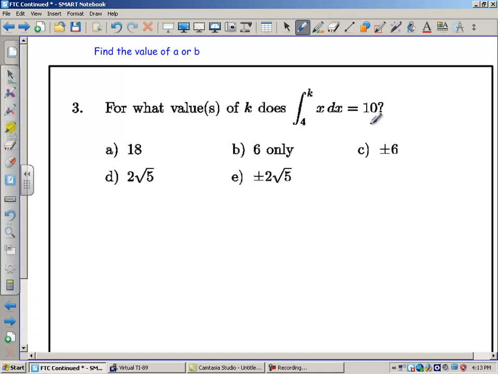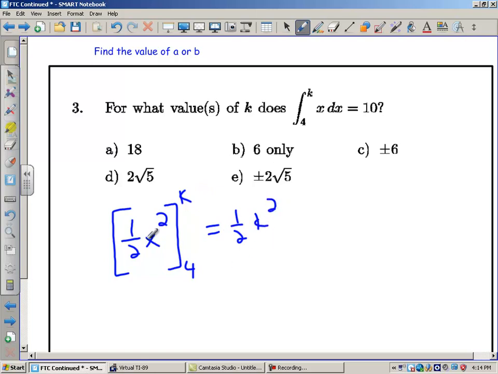Now here's one way where it can be asked differently: find one of the limits if you know the answer to the integral. So let's see how this would work. We want to find out what value of k makes this true. What we can do is answer this integral in terms of the limits. What I mean is we go find an antiderivative for x and we evaluate it from 4 to k. We know to plug the k in and then plug the 4 in, and we set all of this equal to 10 because that's what it's supposed to equal.